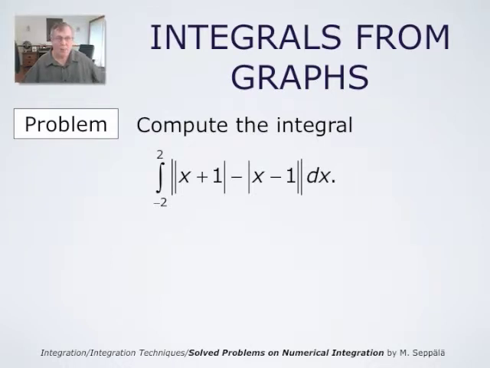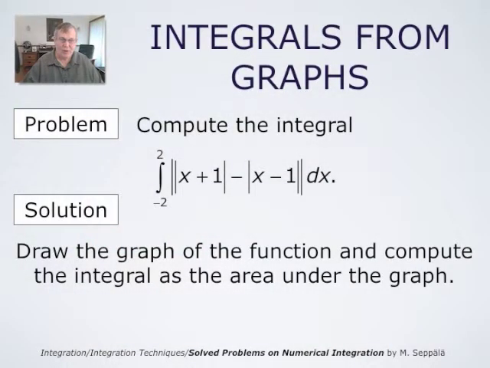In this problem, we consider computing integrals from graphs numerically by computing the area corresponding to the integral in question. The example here is the integral from -2 to 2 of the absolute value of the difference of the absolute value of x plus 1 minus the absolute value of x minus 1, dx. Our strategy is to draw the graph of the function and to compute the integral as the area of the domain under the graph.